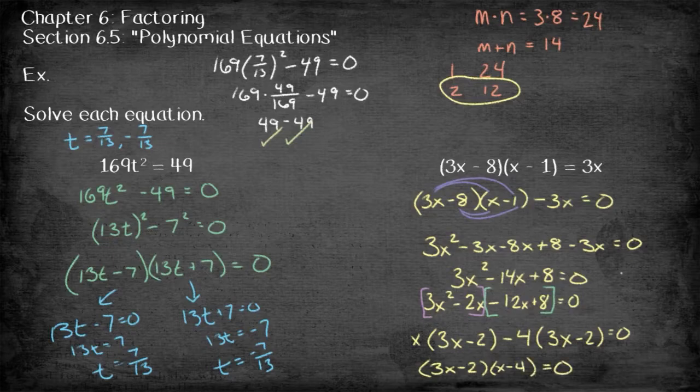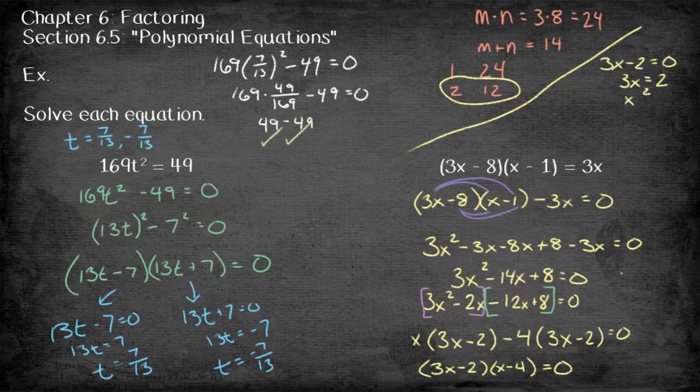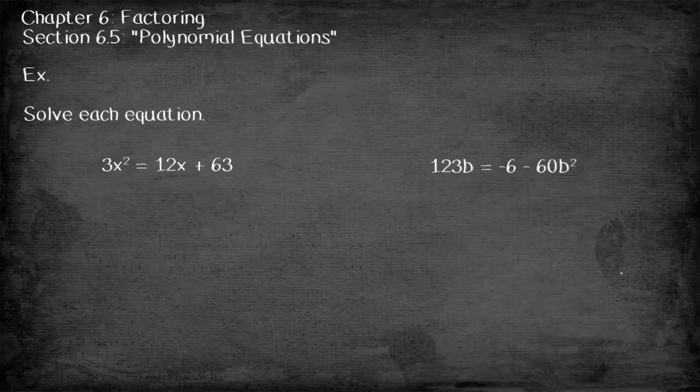All right, now I can solve my equation. So using the zero product property, I get that one of my solutions is 2 over 3. And the other solution is 4. So x is equal to 2 over 3 and 4. And I'm going to leave it to you to check these two answers. Please let me know if I made a mistake, because it's definitely possible.